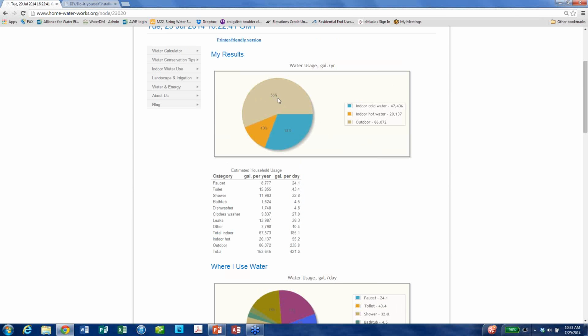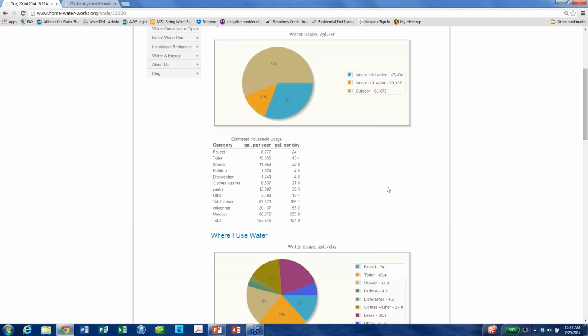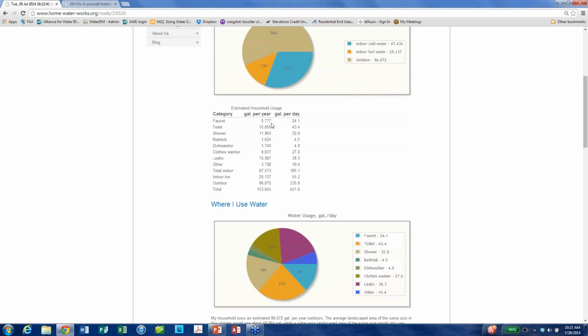56% of the total use was estimated to be outdoor, which makes about 44% indoor. Of that 44% indoor, it's estimating about a third of that, or maybe a quarter of that, a little more than that, is for hot water, and 31% for cold water. And see that it's giving an estimated per household use, gallons per year and gallons per day for all of the different end uses. This all comes from the data.